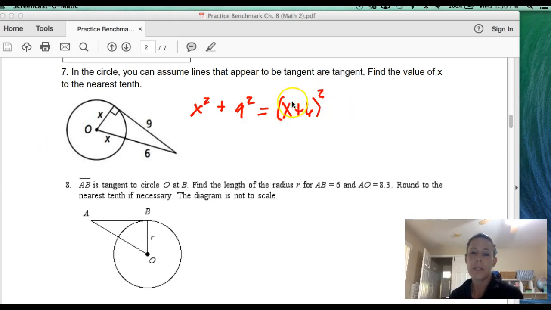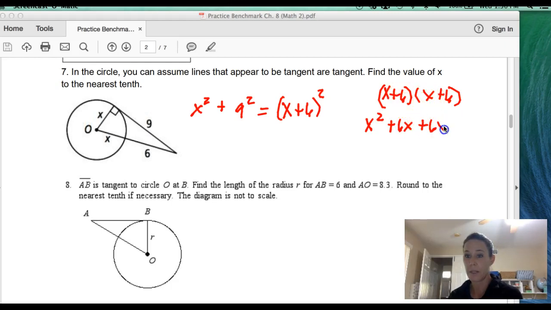Now working this out, we're going to have to FOIL this out, which is kind of a pain. So to multiply this out, we're going to have to do x plus 6 times x plus 6 and FOIL this out. The first terms are going to give us x squared. Then the outer terms are going to give us 6x. The inner terms, once again, 6x. And then the last terms plus 36. So this all ends up being x squared and then two 6x's. These are like terms, so that becomes 12x plus 36. And that's going to equal x squared plus 9 squared, which is 81.